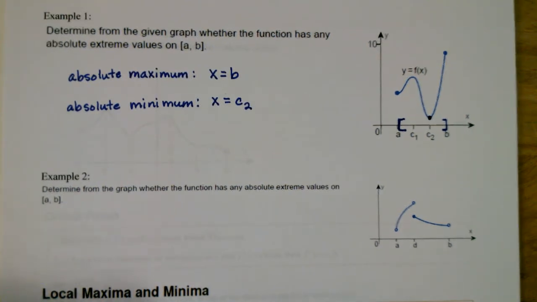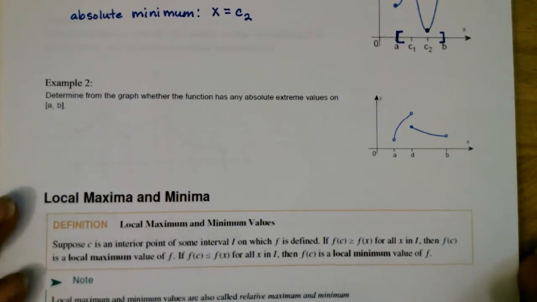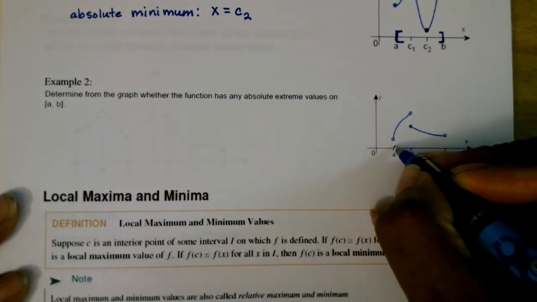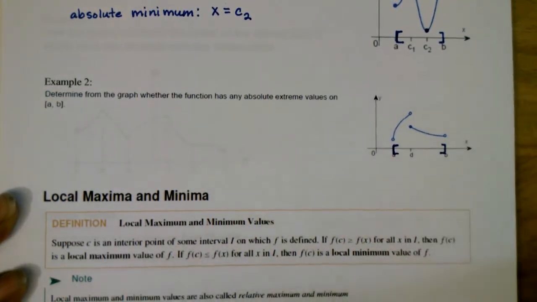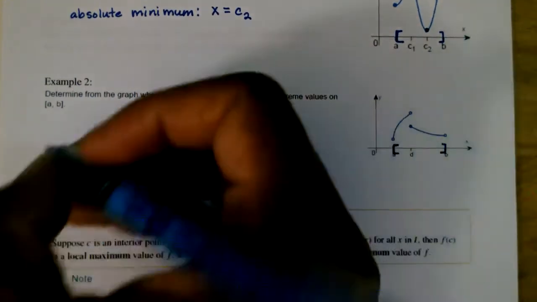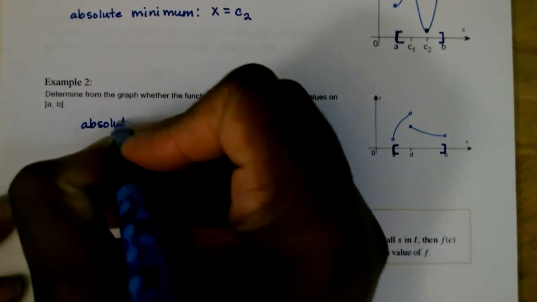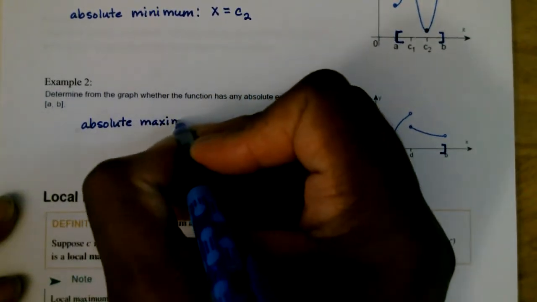All right, now example 2. Again, we're going to determine from the graph whether the function has any absolute extreme values on the closed interval [a, b]. So this is our closed interval from a to b. And I want to know what the absolute maximum is and the absolute minimum, if there is one.